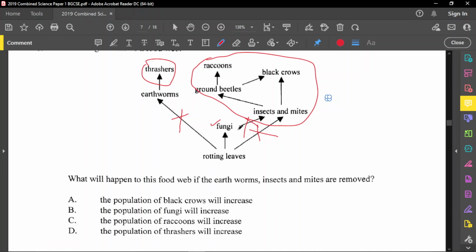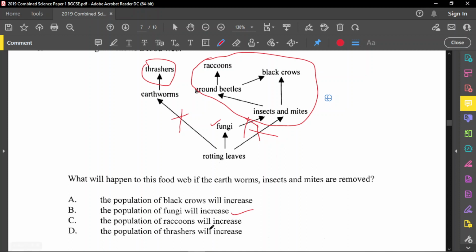So there are two reasons here. Nothing is eating the fungi anymore. No insect eating the fungi anymore. Plus, it has enough food for itself. So you have a lot of food resources because it's the only thing eating on the rotten leaves. And guess what? It has no predators. So B seems good so far.